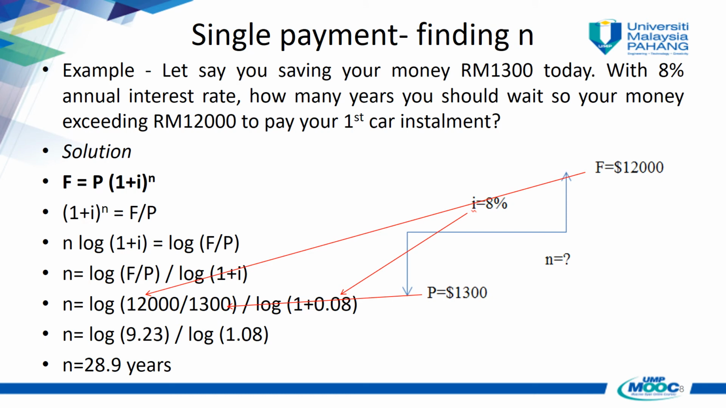By using a single payment, we also can find out what the end value is. Okay, let's say you make a saving of 1,300 ringgit today with 8% annual interest rate. Okay, you save at any financial institution, they give you 8%. How many years should you work so that your money will exceed 12,000, so that you can pay your first car installment?